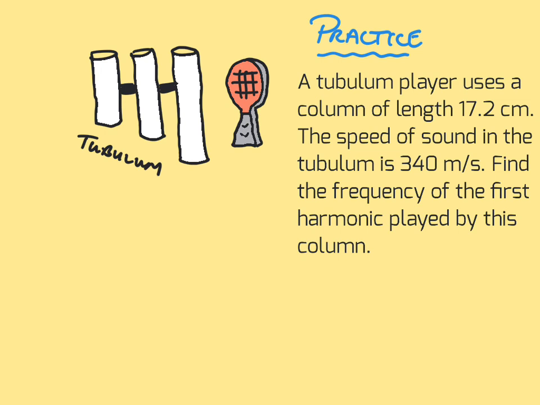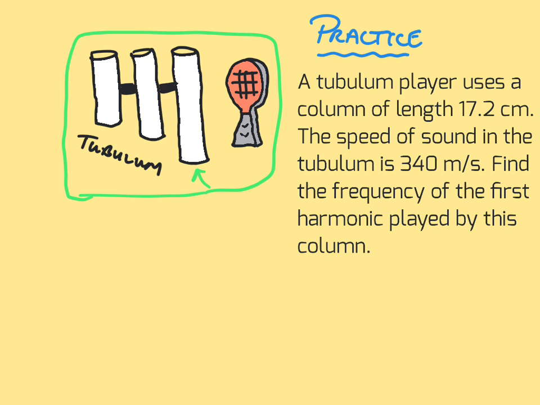I'm just going to leave you with a practice question here, talking about DIY musical instruments. We've got one here called a tubulum, which is just using maybe PVC pipes of different lengths to produce different resonant natural frequencies or harmonics. So a tubulum player uses a column of length 17.2 centimeters. Let's just say this one right here. The speed of sound in the tubulum is 340 meters per second. Find the frequency of the first harmonic.